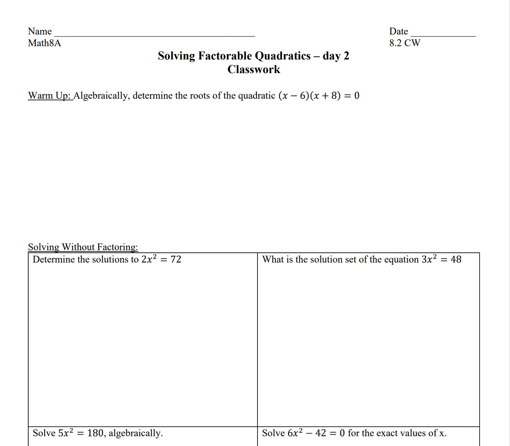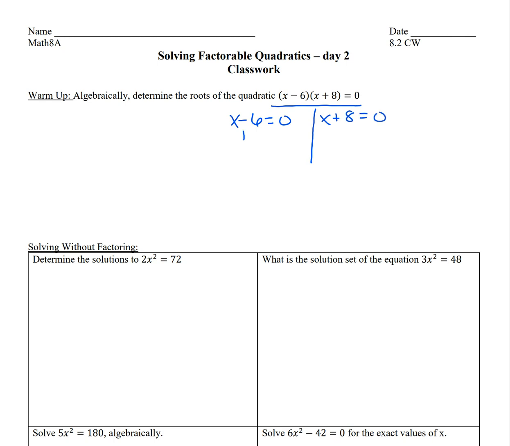So for the warm-up, it says algebraically determine the roots of the quadratic given the equation x minus 6 multiplied by x plus 8 equals 0. Now the first thing that you want to make sure is that the quadratic is set equal to 0, which it is, and factored, and it looks like it's already in factored form. So from here, all we have to do is tee it off and set each factor equal to 0.